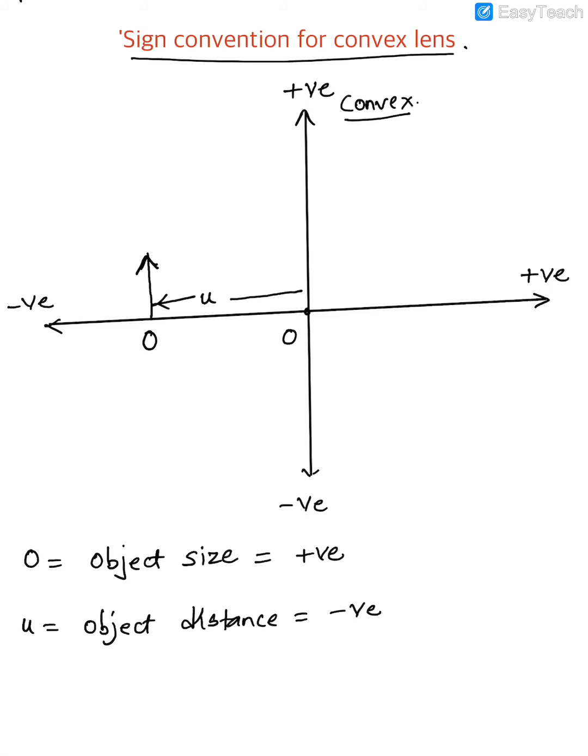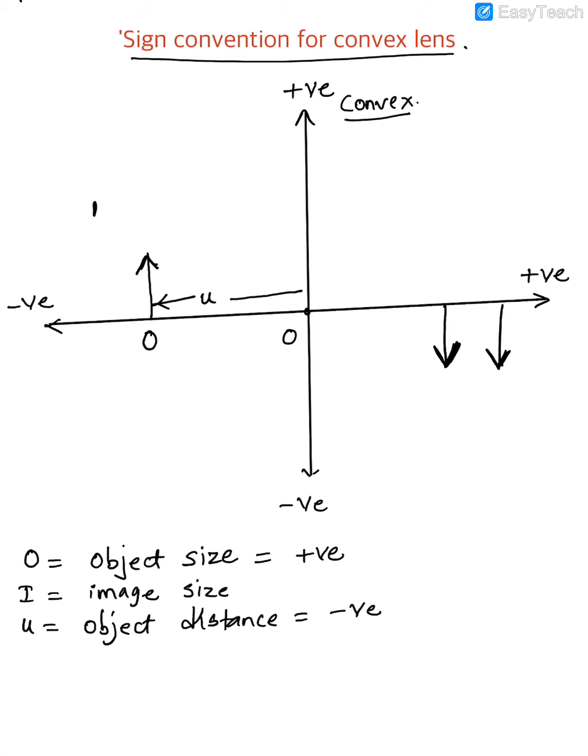Now what about I? What does I mean? I means image size. Now as we know, the image can be formed anywhere. It can be formed upwards or it can be formed downwards also. Meaning, like, the image could have been formed here also, like this, or say here.